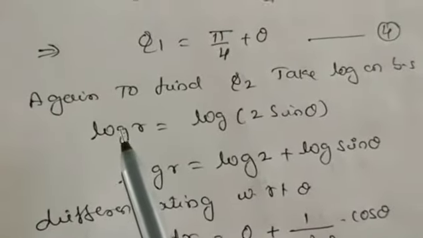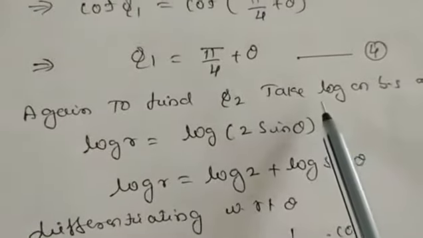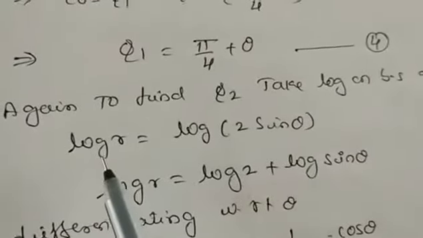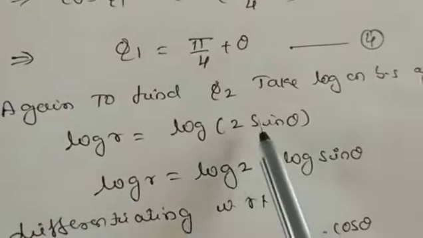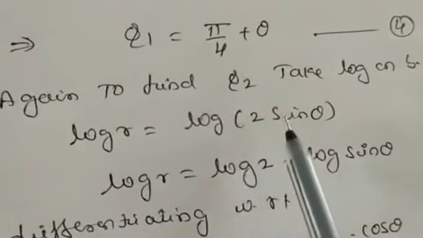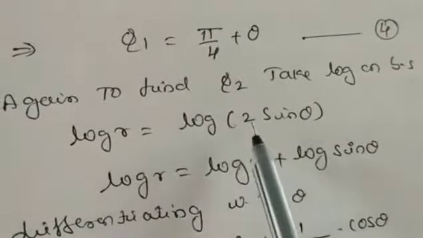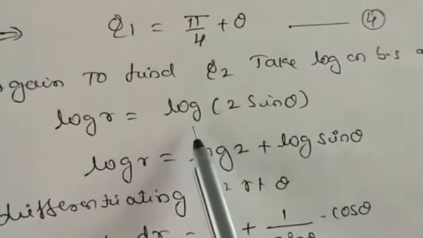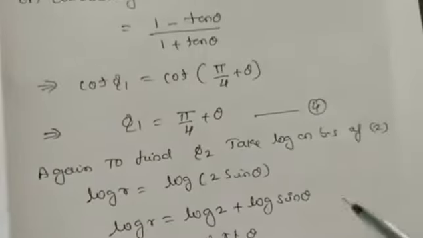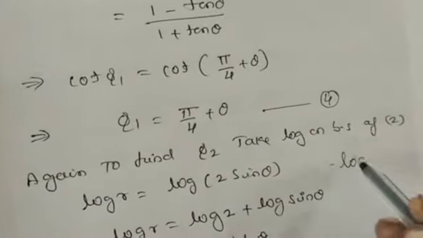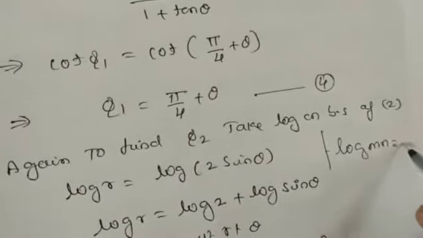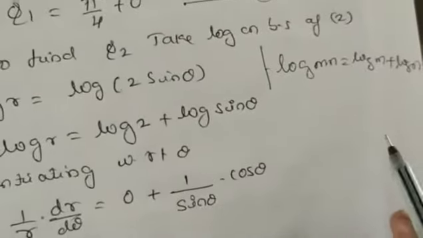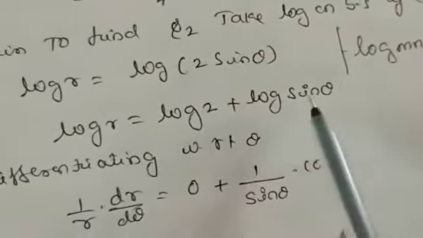Again you have to find one more angle. To find phi 2, consider the second equation and take log on both sides. The second equation is r equals 2 sin theta. Taking log on both sides, we have log r equals log of 2 sin theta. Now apply the property of logarithm. We know log of m into n is equal to log m plus log n. So this is log 2 plus log sin theta.